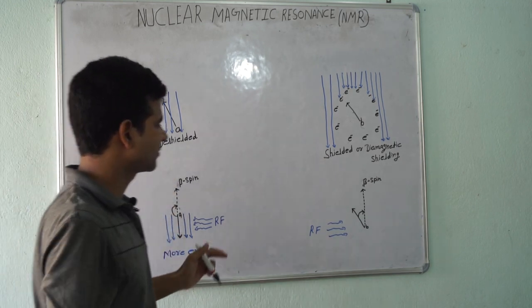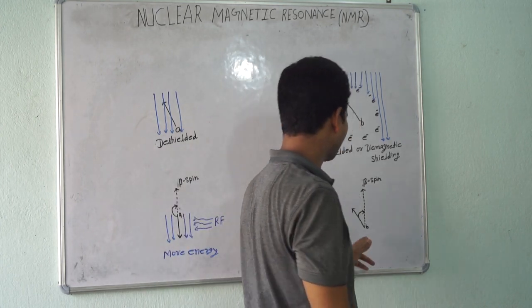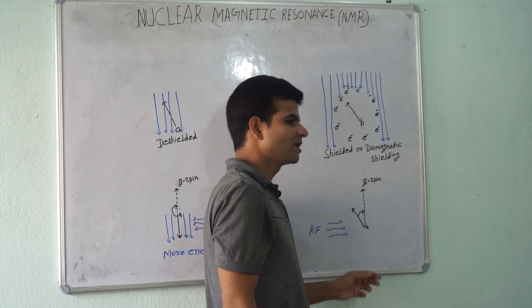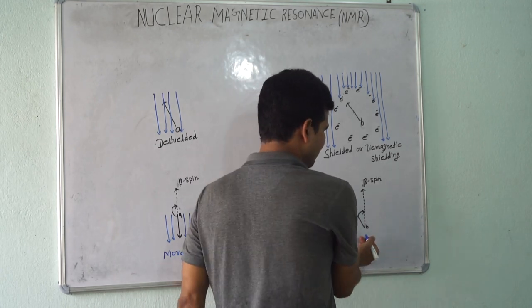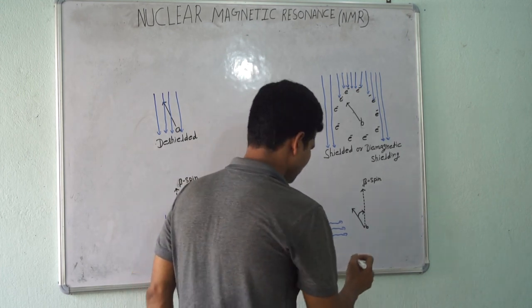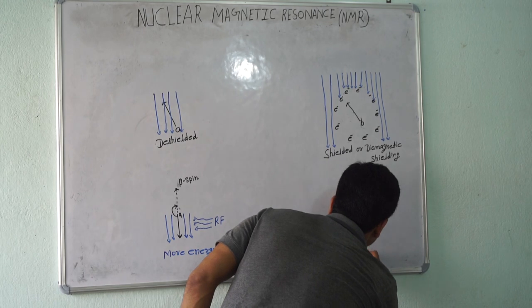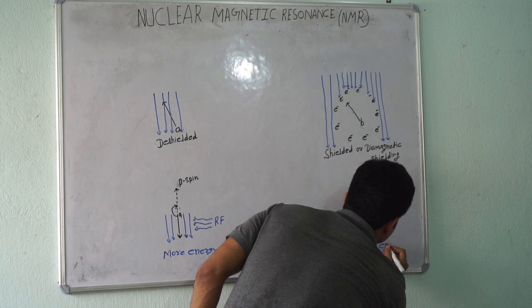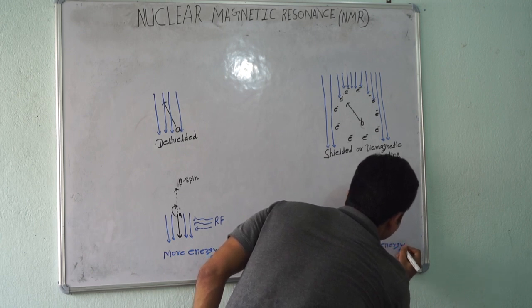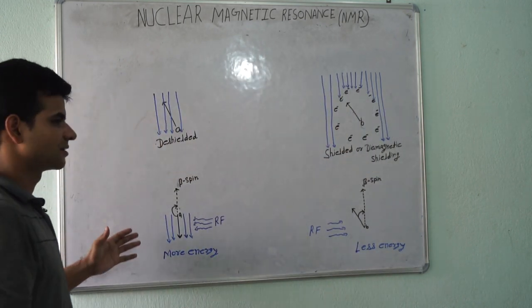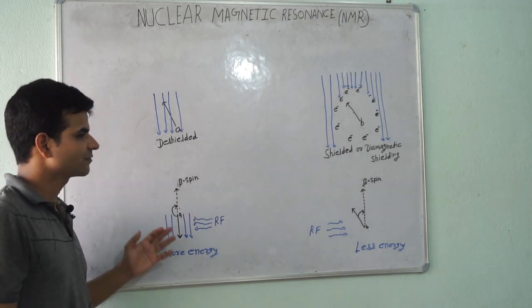But this hydrogen atom has to travel a short distance to go into beta spin, therefore this hydrogen atom will require less energy to go into beta spin. Less energy. It is our second step of NMR.